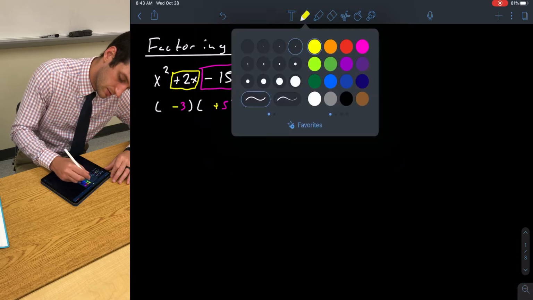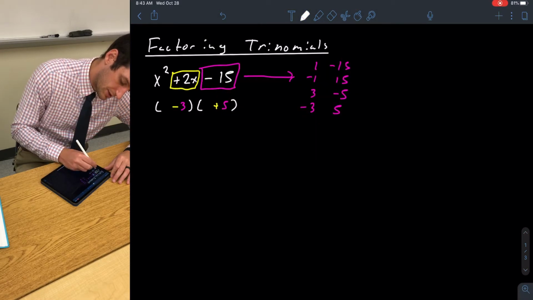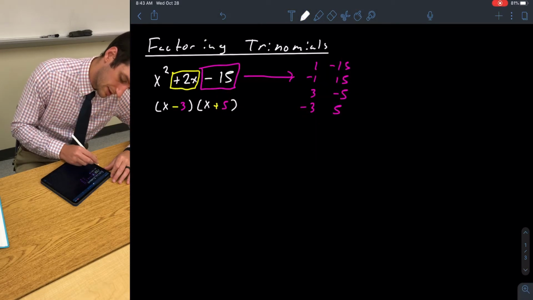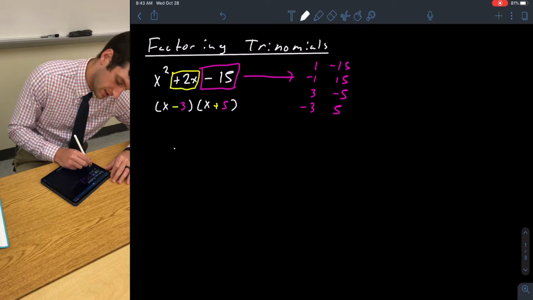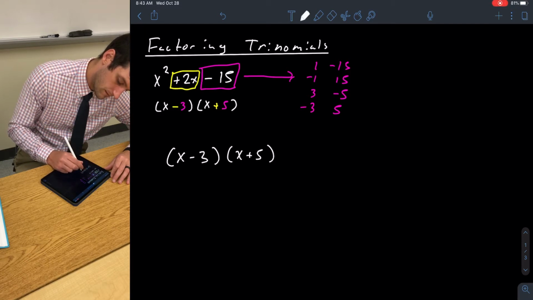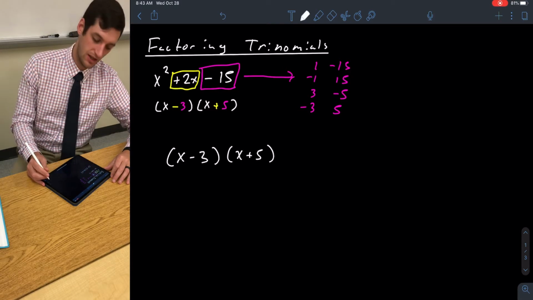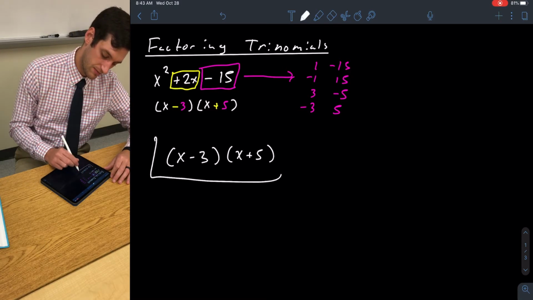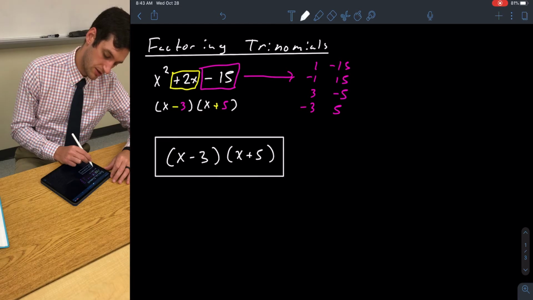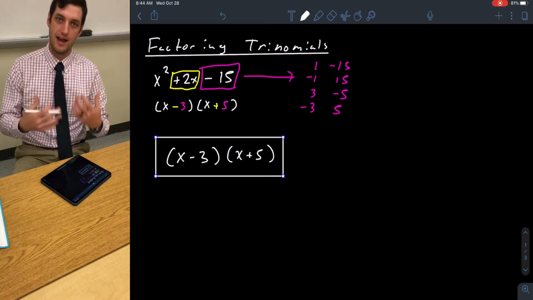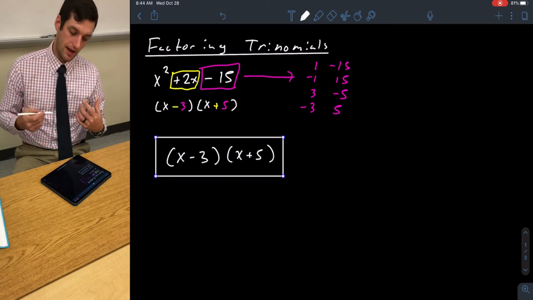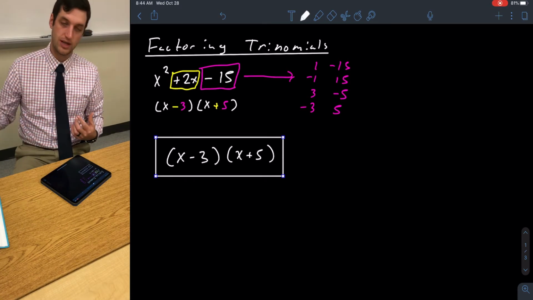And for this spot here, we put x, because x times x is x squared. All right, so our answer ends up being x minus 3, x plus 5. All right, so this is the answer right here. Whenever we factored, those are the two factors that factor to give you x squared plus 2x minus 15.